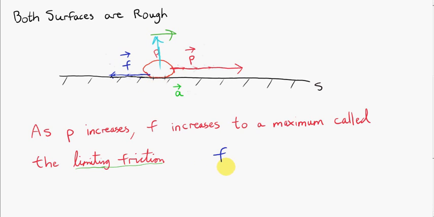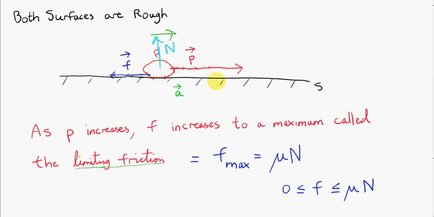So the maximum value that the friction force can have, which is also the limiting friction, is given by a constant mu, which depends on the surfaces, how smooth or rough they are, the material that the surfaces are made of, and N, the magnitude of the normal force. So this is the maximum value that F can have. So the friction force runs from a minimum value of 0 up to a maximum value F max given by mu times N.